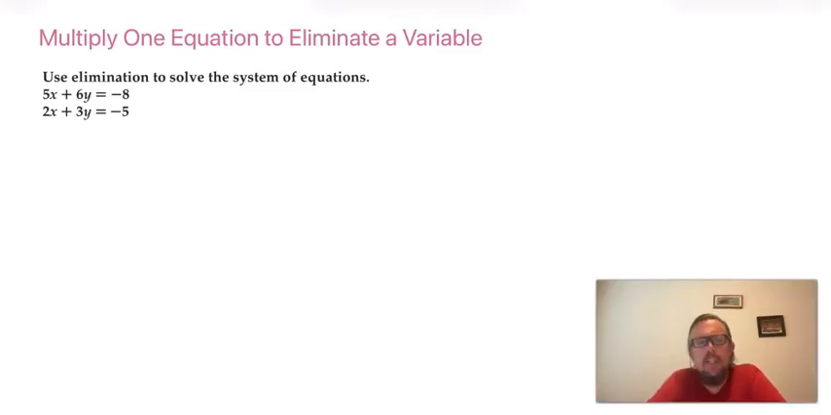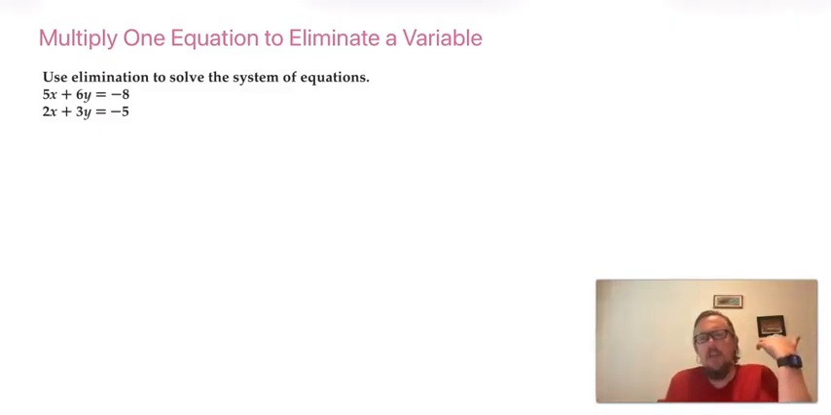When first looking at this series of systems of equations, it may look like elimination is impossible here because we do not have any coefficients that are the same. The top equation has coefficients of 5 and 6, and the bottom has coefficients of 2 and 3, and we need coefficients that are the same in order to use the elimination method, but not all hope is lost.